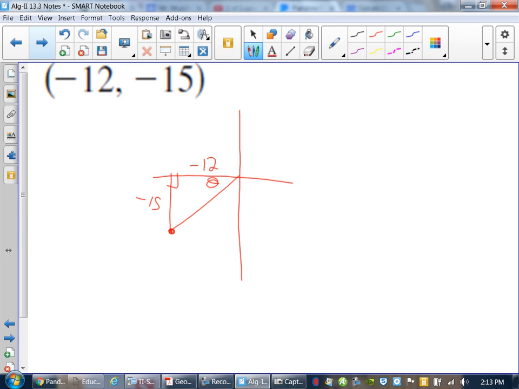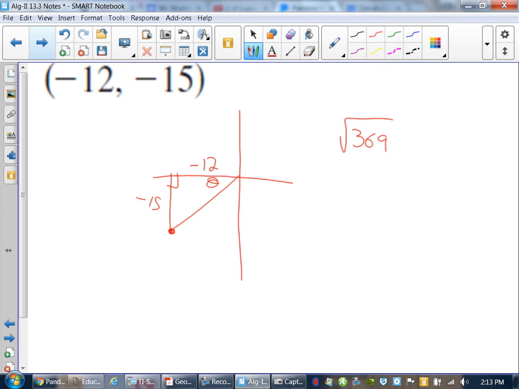Was it 144 and 225, 369? You can do 12 squared, 144, plus 225, that's 369. So if I'm looking at 369, it's kind of obvious what perfect square goes into 36 and 9.